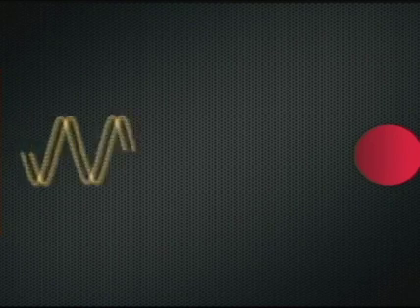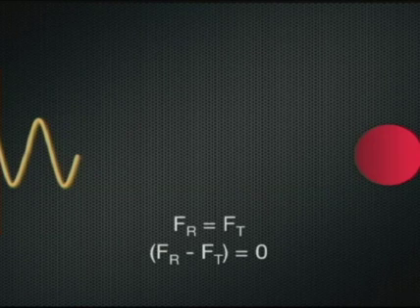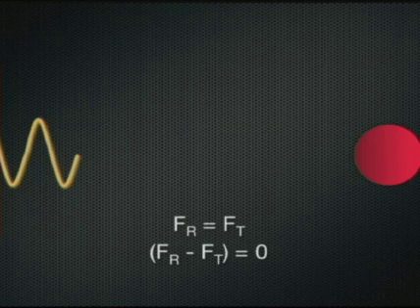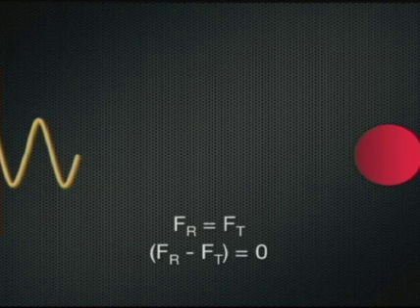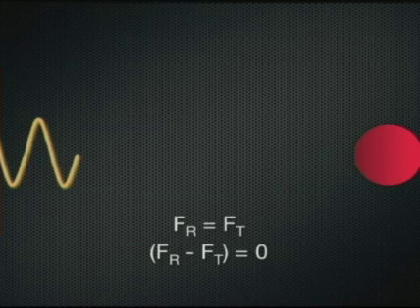Consider a transducer on the left insonating an immobile object on the right. The frequency of the sound transmitted to the object and that reflected are the same. We can depict the transmitted frequency as f sub t and the reflected or returning frequency as f sub r. And in this case, if the object is stationary, the reflected and transmitted frequencies are equal. Or we can say that the difference between the reflected and transmitted frequencies is equal to 0.